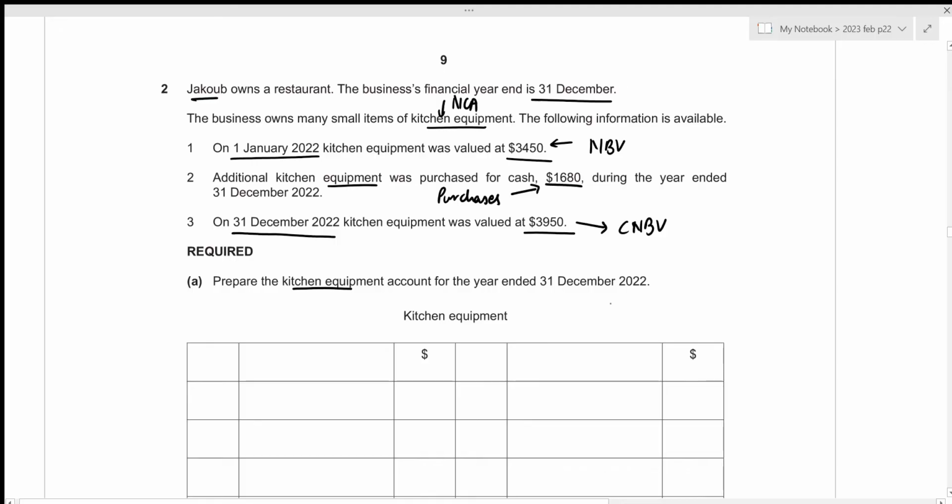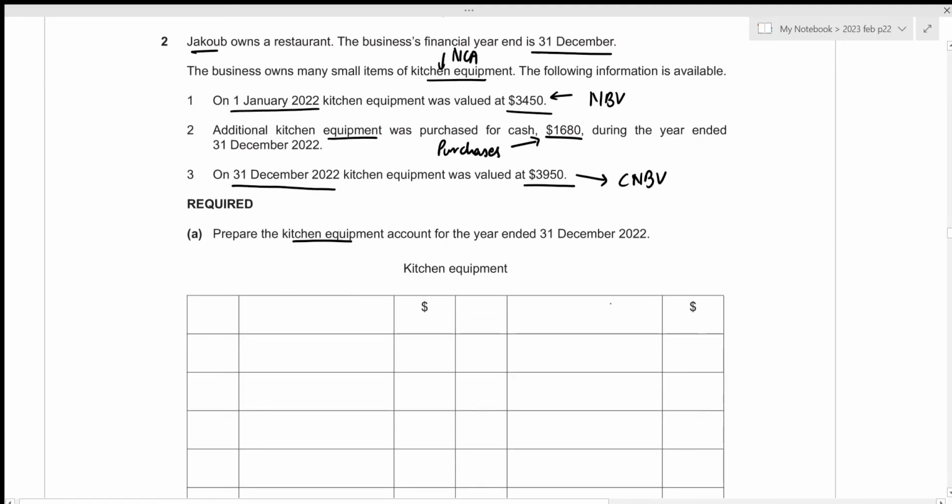Okay, since this is our asset, we always put our opening balances of the asset on the debit side, which means that this value of 3,450 will go towards the debit side as our opening balance. And this is at the date of 1st January 2022. So that's 2022, 1st January.